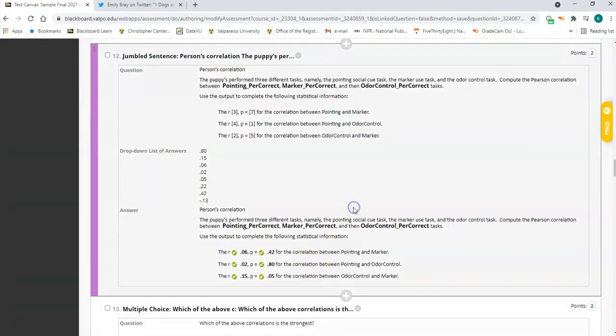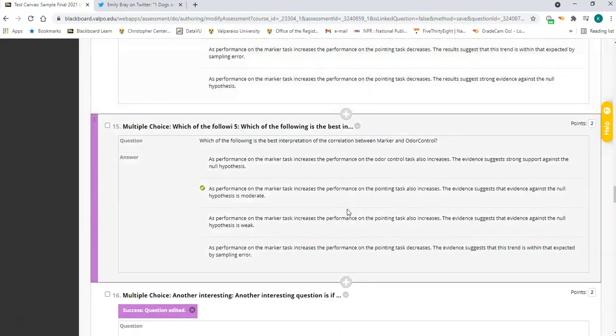So we want to go down here. As performance on the marker task increases, performance on the pointing task increases. Again, they're increasing together because it was a positive correlation, but the evidence against the null is moderate. Again, because we got a 0.05 p-value. So that's the one that best fits the data.